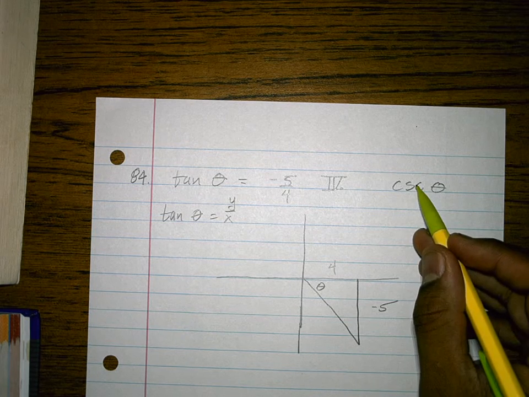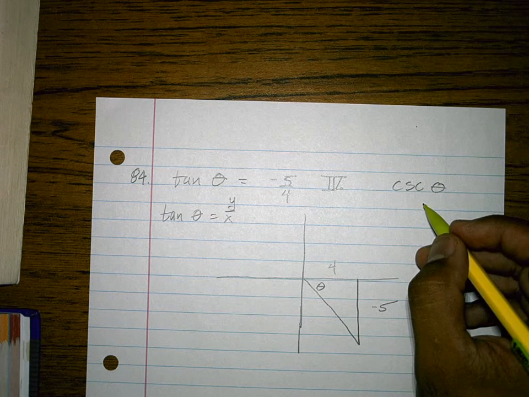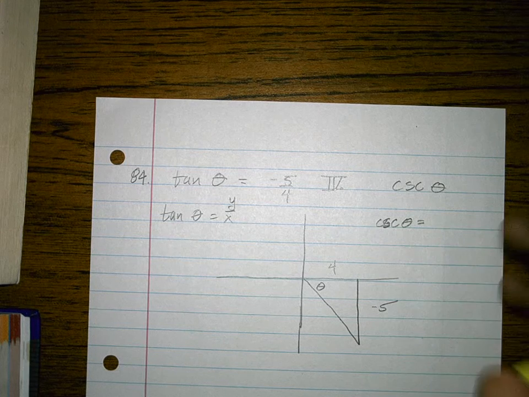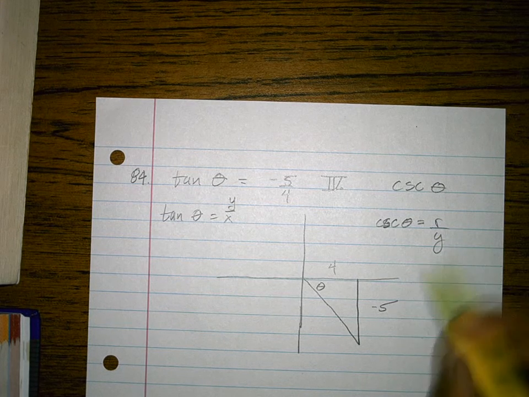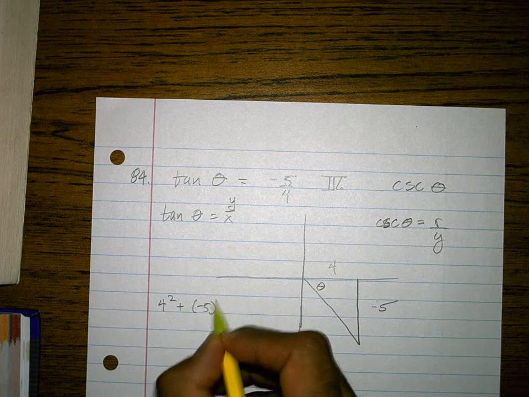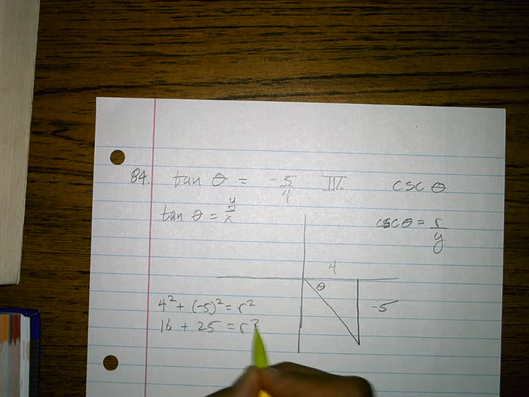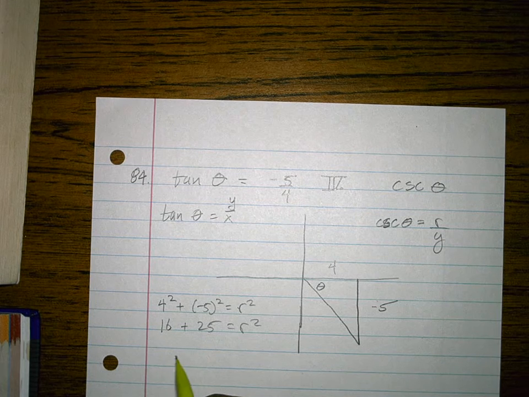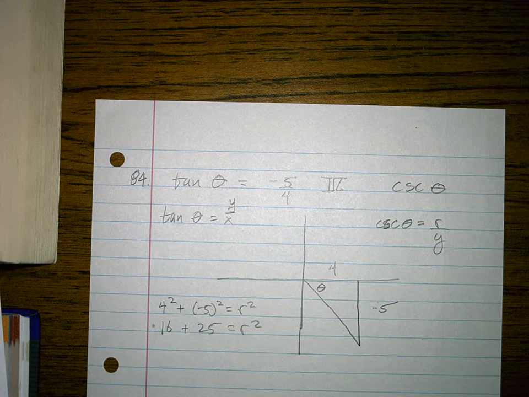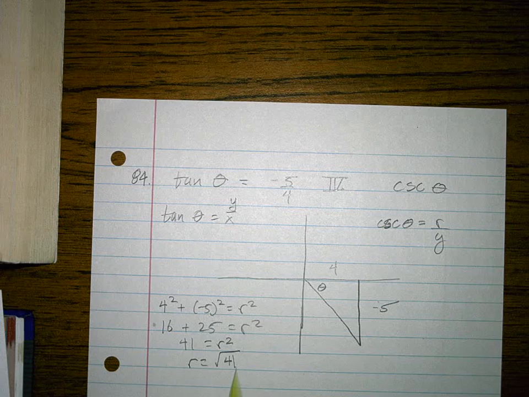I need the hypotenuse. Cosecant is defined as 1 over sine, or I can use the other definition and say cosecant is equal to r over y. So I got the y, I just need the r. It's going to be 4 squared plus negative 5 squared equals r squared. 16 plus 25 equals r squared, and so that is going to be 41. So 41 equals r squared, and r equals the square root of 41.